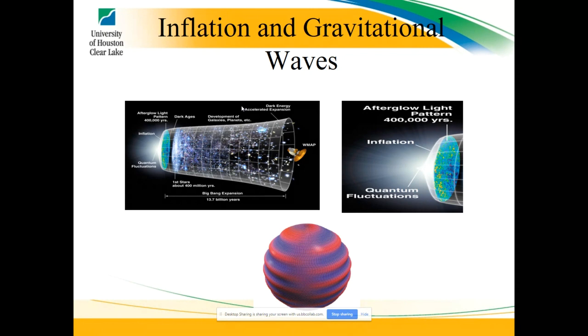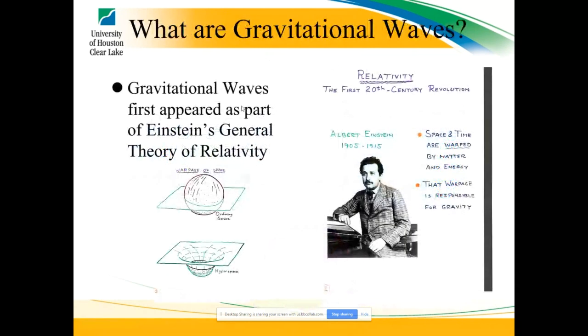And so the idea is that when this inflation happened, that should have been a source of gravitational waves. And that could have been a source that we could even see today if we have the right tools. So what are gravitational waves? Well, like anything that starts with relativity, it starts with Einstein. So what happened was in about 1916, he comes up with this theory of general relativity.